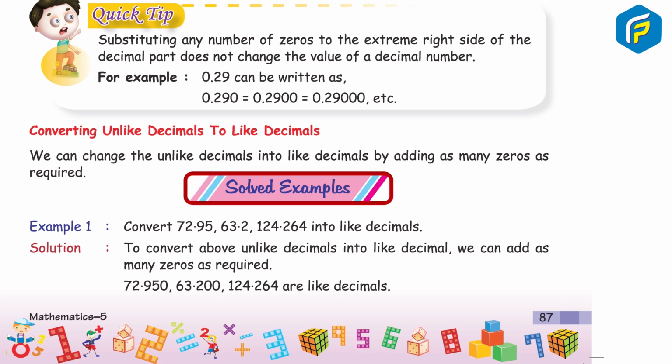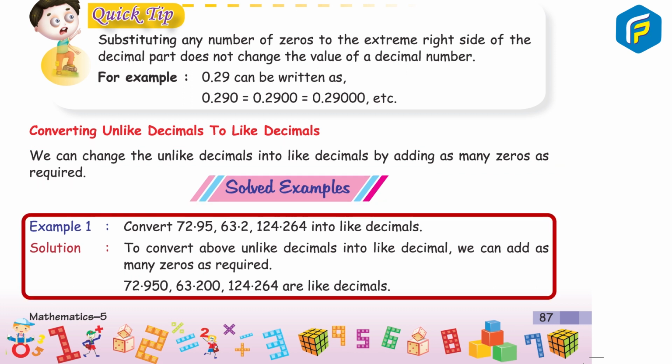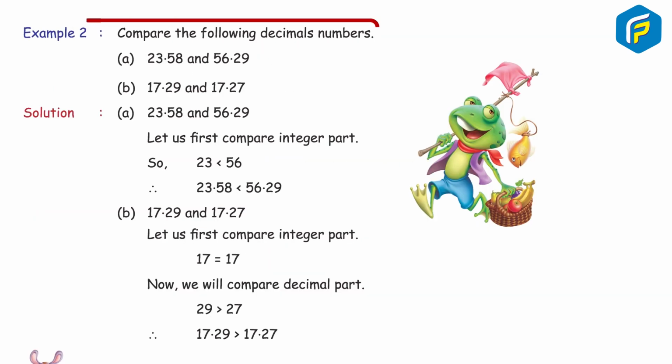Solved example. Example 1. Convert 72.95, 63.2 and 124.264 into like decimals. Solution. To convert the above unlike decimals into like decimals, we can add as many zeros as required. 72.950, 63.200 and 124.264 are like decimals.